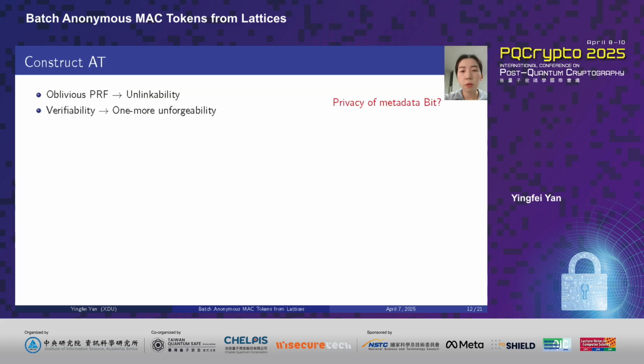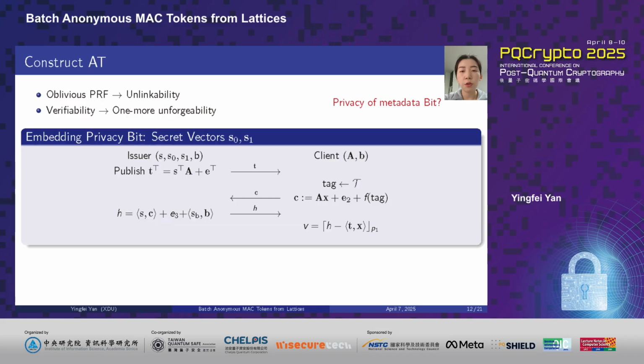Our construction builds upon two fundamental cryptographic properties. Oblivious PRF ensures unlinkability, even for repeated token requests by the same user. External observers cannot correlate these interactions. Verifiability guarantees unforgeability, preventing an adversary from forging new tokens even after obtaining multiple valid ones. Now a critical challenge remains. How do we securely embed the private metadata bit b? There is a gap in many existing frameworks.